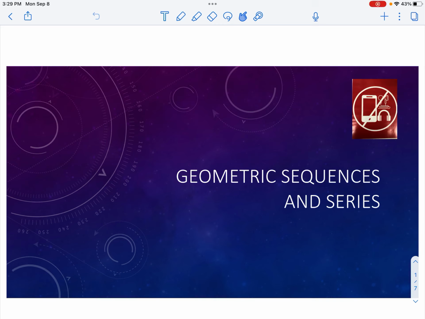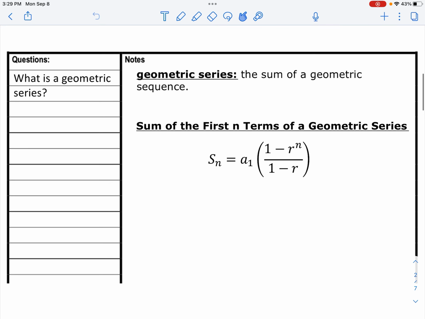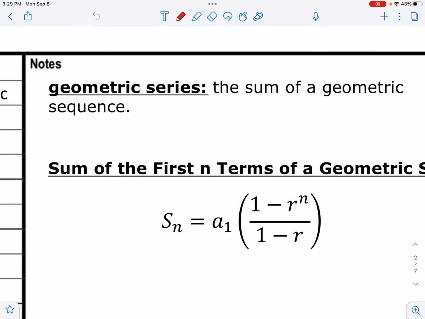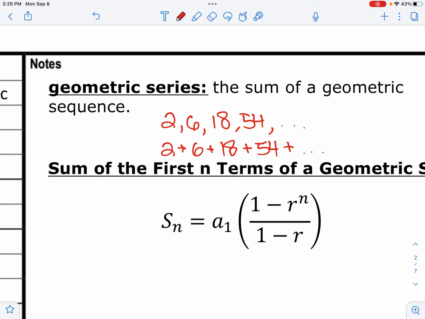Okay, in this lesson, we're going to go over geometric series. In the previous lesson, we talked about sequences. A geometric series is simply taking the geometric sequence and adding the terms together. So if we have a sequence of 2, 6, 18, 54, etc., the series would be just taking those and adding those together. That's the series. So you can see that would add up pretty quickly.